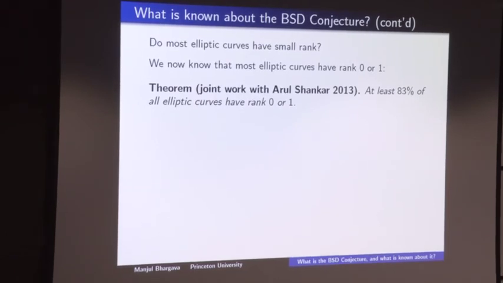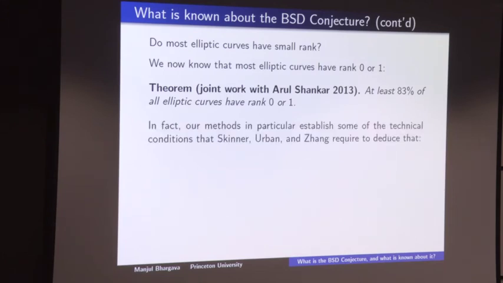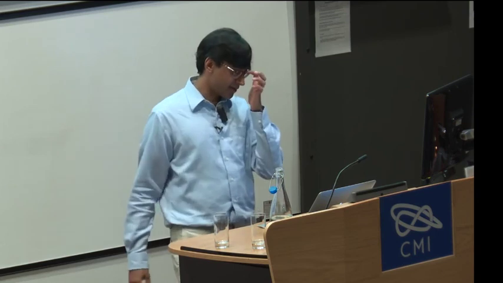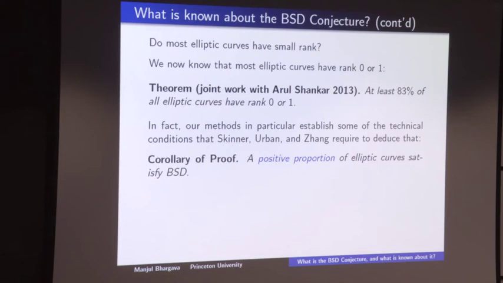Before this work, actually, we knew that at least 0% have rank 0 or 1. So this is an improvement on that: at least 83% of all elliptic curves have rank 0 or 1. In fact, our methods show that those various technical conditions of Skinner, Bai, and Zhang actually hold for lots of these elliptic curves. And so as a corollary, we're able to deduce that a positive proportion of elliptic curves do satisfy BSD, because a positive proportion satisfy the conditions where we can apply the theorem of Skinner, Bai, and Zhang, and they do have rank 0 or 1. So a positive proportion of elliptic curves satisfy BSD.